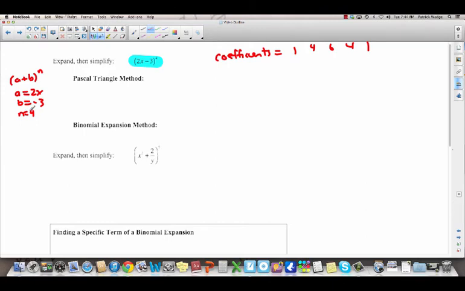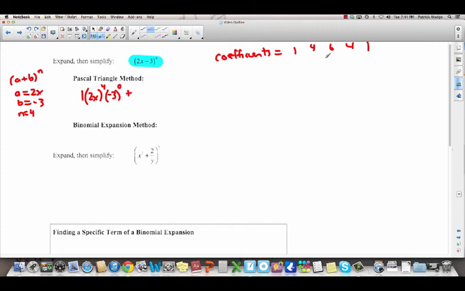So the way it works is we take the first coefficient, which is 1. Then we write down our a value, which is 2x. Remember that the exponent on that a is going to start at 4, and it's going to go down to 0. So first of all, it's 4. The second one, which is the b value, negative 3, is going to start with an exponent of 0. Okay, that's our first term.